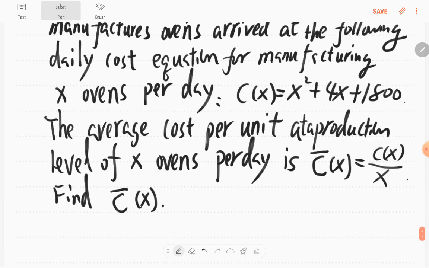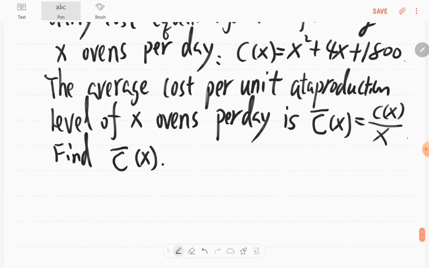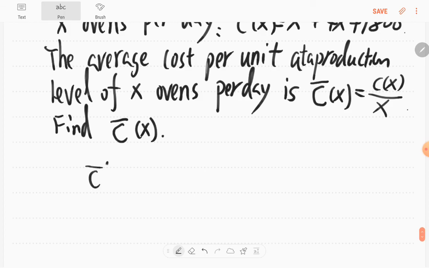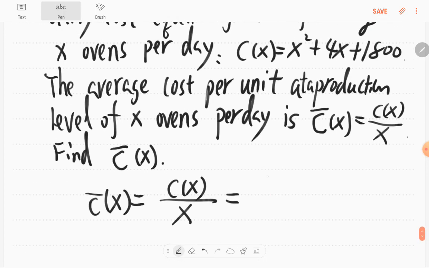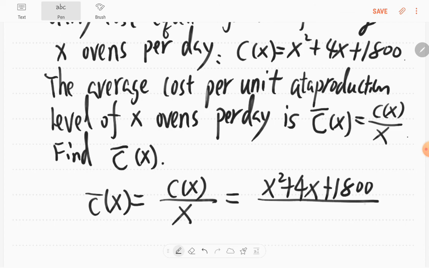Ovens. So to find C bar, the rational function C bar, from the formula, this is C, the total cost, over x units. So this would be x squared plus 4x plus 1800 over x. Yeah, this would be ours.